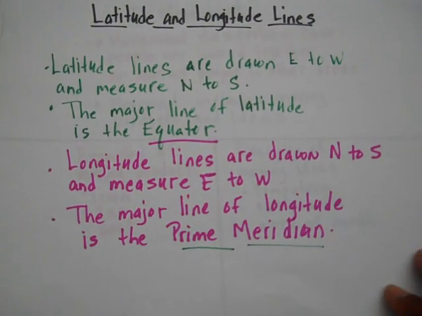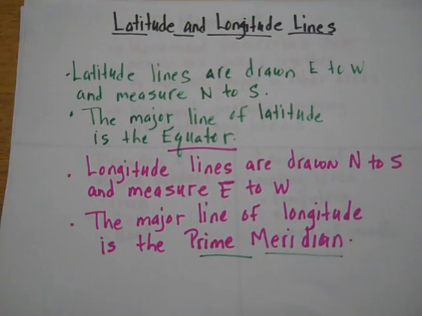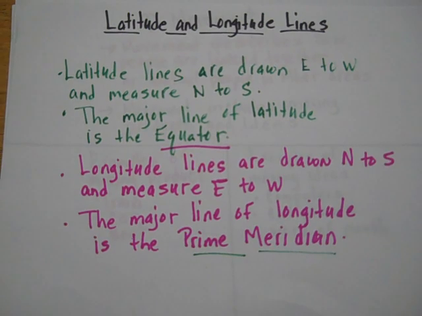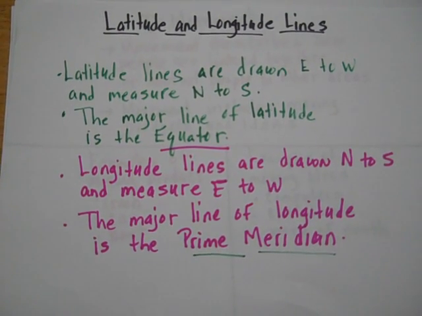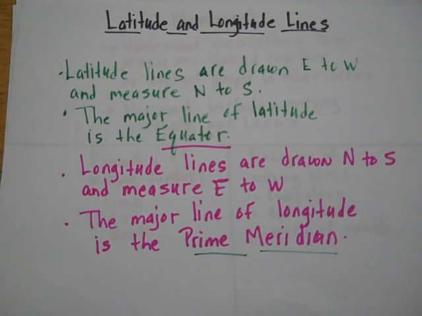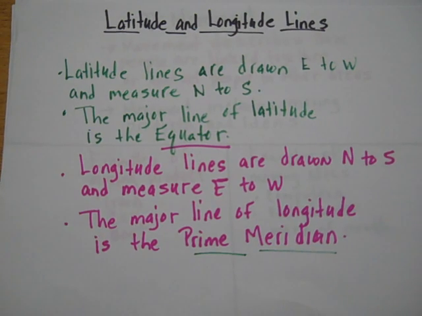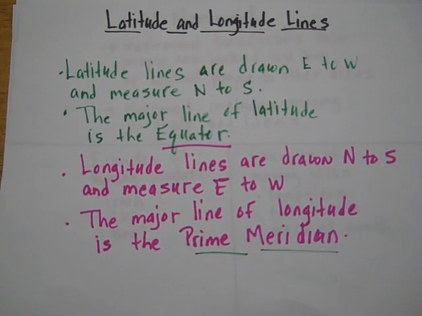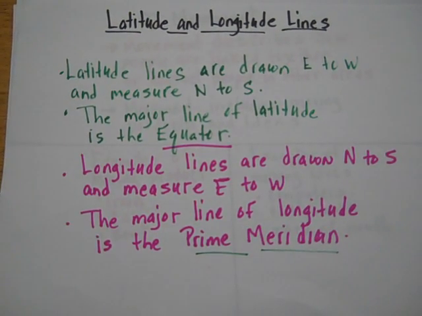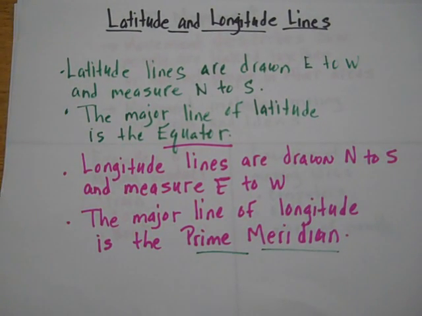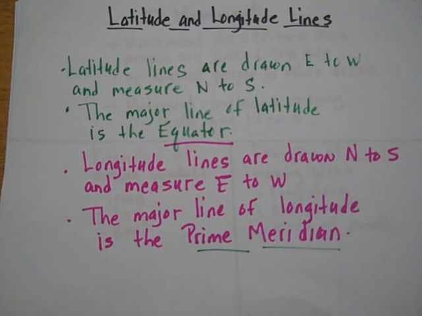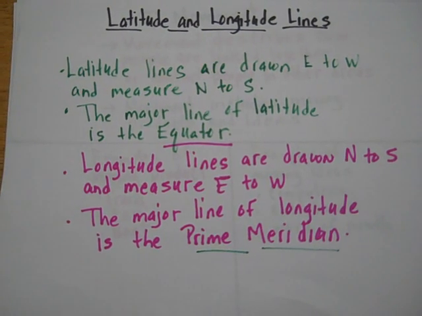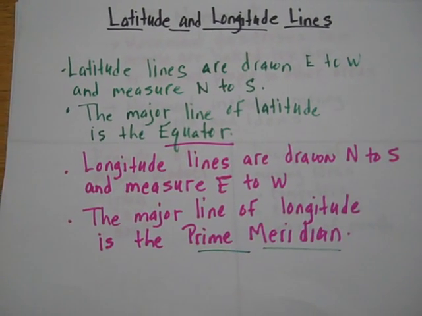Before we go to the second theme, let's talk about latitude and longitude lines. Latitude lines are drawn from east to west, but they measure north to south in terms of degrees. The major line of latitude is the equator. The equator divides the earth in half into the northern and southern hemispheres. The circles divide the globe into units called degrees, and in the middle of the globe and parallel is the equator. The equator is 0 degrees latitude.